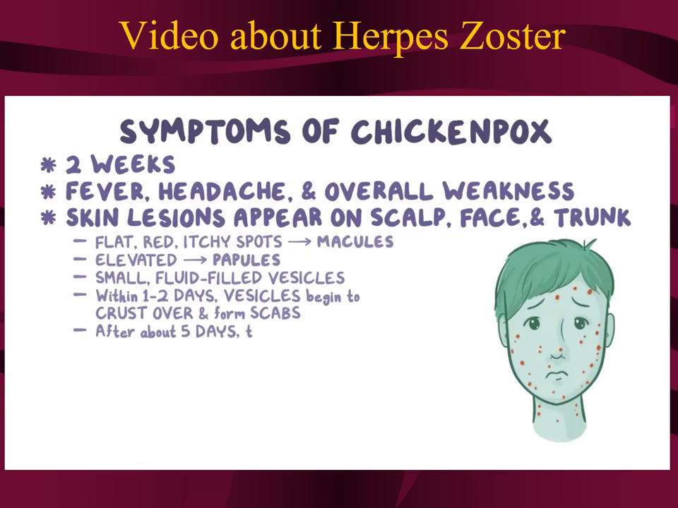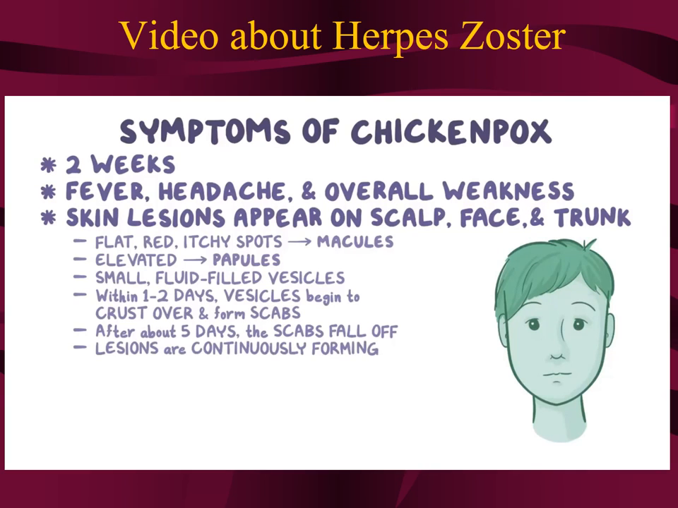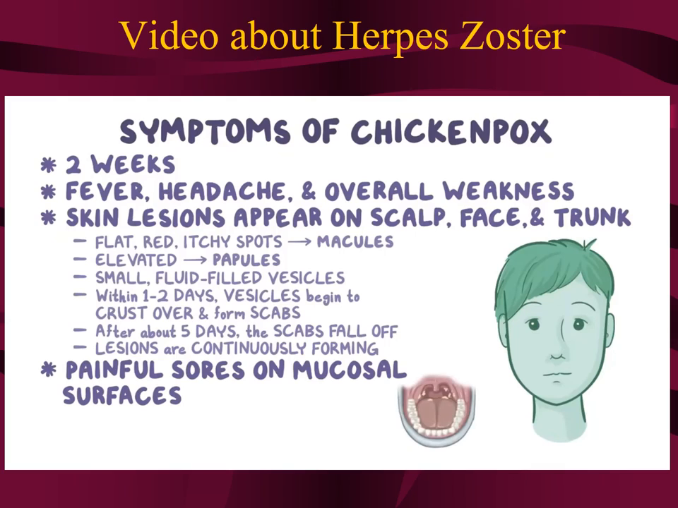After about 5 days, the scabs fall off, usually without leaving a scar. New crops of lesions are continuously forming in different places on the body every 3 to 5 days, so it's possible to see lesions in different phases at the same time. In addition to the itchy lesions, painful sores can appear on mucosal surfaces, like inside the mouth.